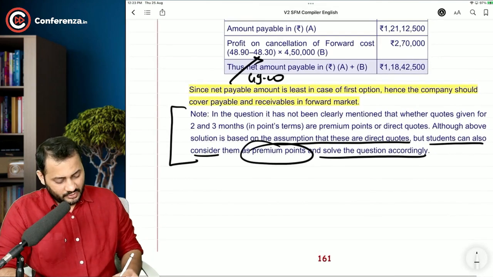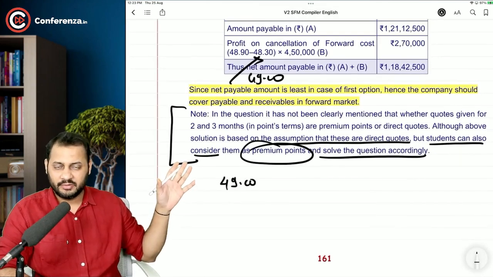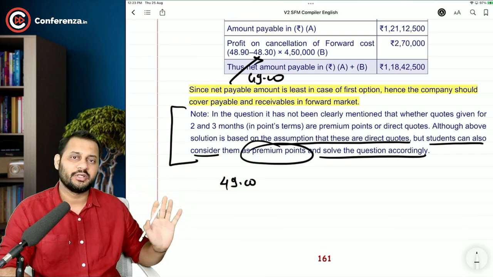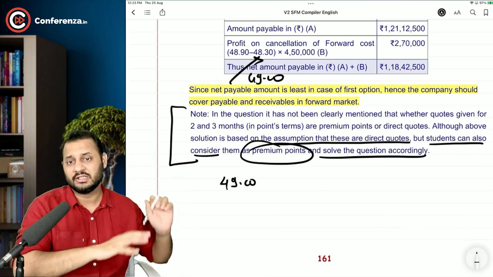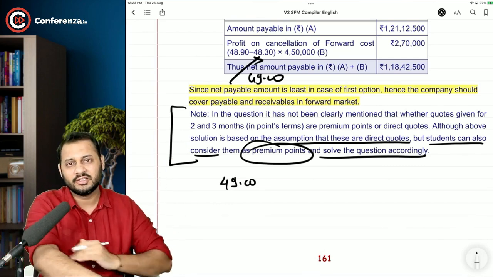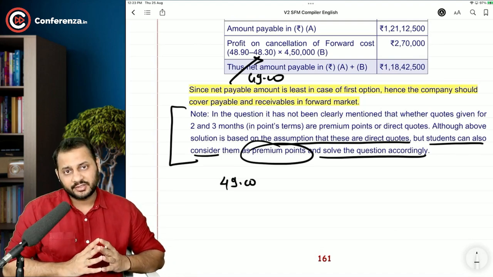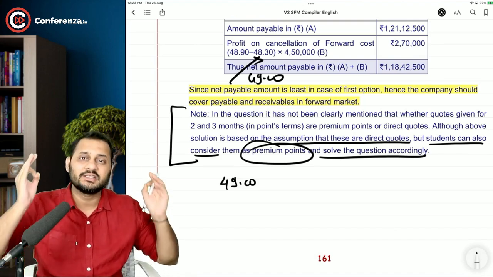What will happen? The loss will be 49. According to me, it should be swap points or premium points, and the answer should be according to that, because the rest of the questions are done like this. This was the only question where they got misplaced. Like a couple of questions are only there in the entire syllabus where they replaced the points instead of adding or deducting. Most of the time we will assume it as swap points.